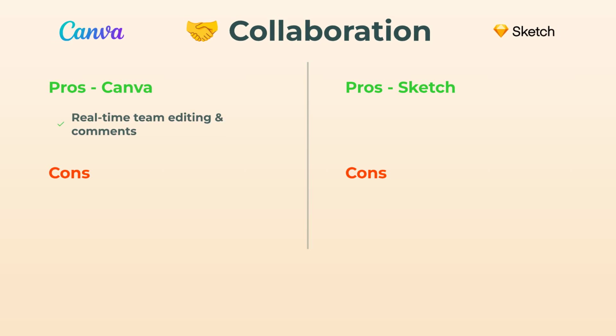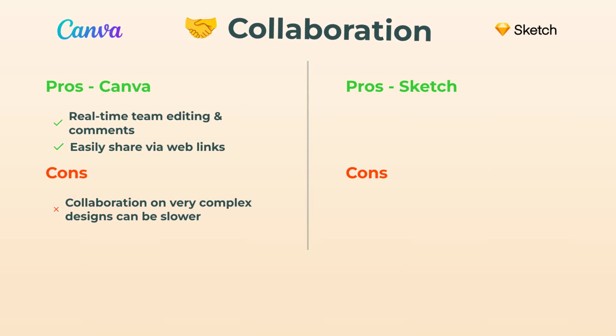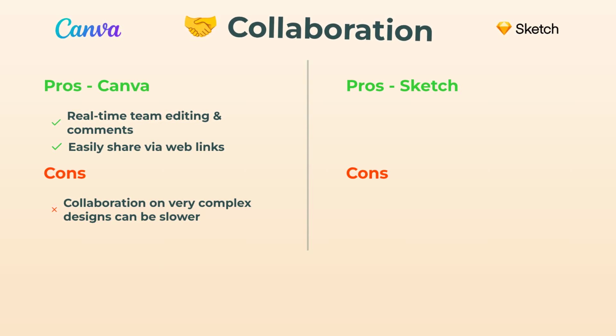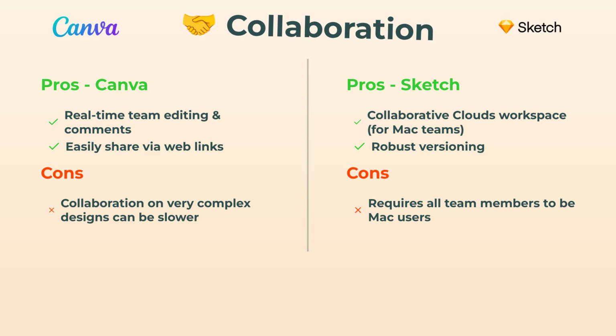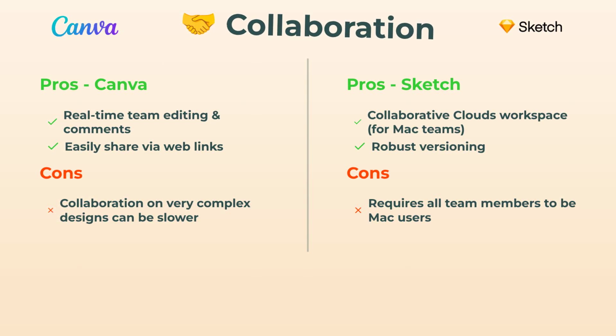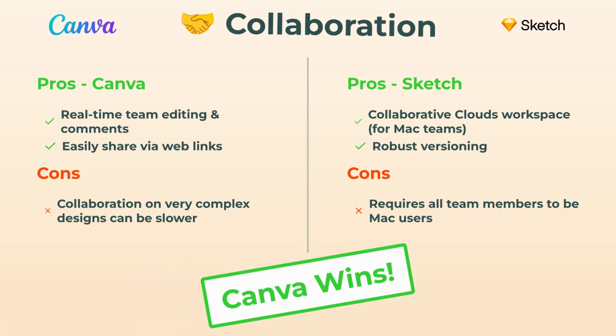Let's talk collaboration. Canva is designed for teams with real-time editing, comments, and you can literally share links for feedback in 2 seconds. Sometimes big, crazy designs might slow things down a bit, but most teams won't notice. Sketch has collaborative workspaces too, and awesome versioning, but everyone's got to be on Mac. If your group's mixed, that's a deal breaker. So yeah, Canva is the clear pick for collab.